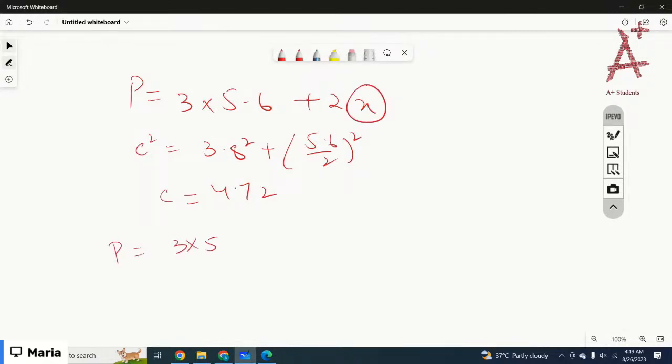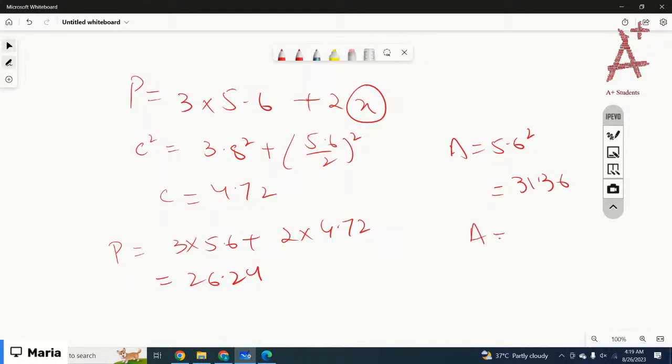That would be 3 times 5.6 plus 2 times 4.72. So when you add, it makes 26.24, right? So you have to calculate the area of both the shapes and then you have to add. The area of the square is 5.6 squared. That would be 31.36. And the area of the right angle triangle is a times h over 2.